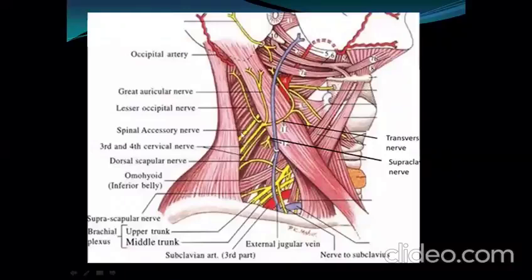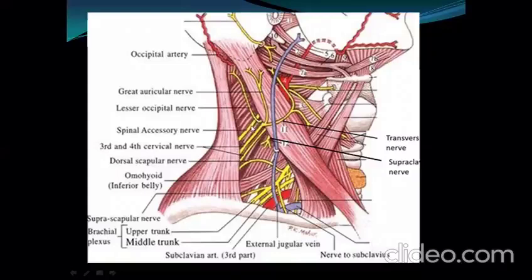Now we can go to the features of the spinal accessory nerve. It's the 11th cranial nerve, and it appears in the posterior triangle by passing deep to the sternocleidomastoid muscle. It emerges about the midpoint of the posterior border of the sternocleidomastoid muscle, and immediately after entering the posterior triangle, the spinal accessory nerve is hooked by the lesser occipital nerve.